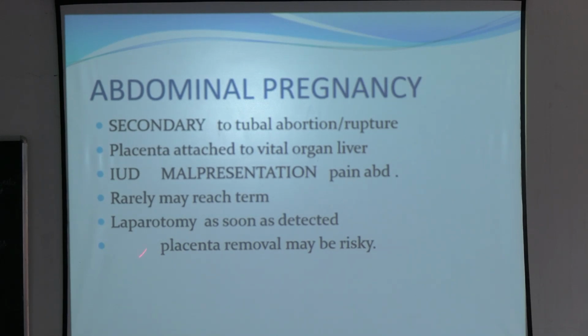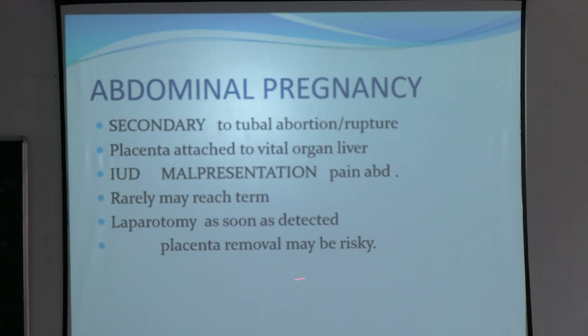at midnight. So laparotomy as soon as it is detected, we will not allow the abdominal pregnancy to grow and reach term. There is risk of maternal death. So placenta removal is a very big problem, because it may be attached to the liver, it may be attached to the spleen, it may be attached to the intestine. So you have to dissect all those areas. Or if you try to separate it, there will be so much hemorrhage that the patient will die on the OT table.